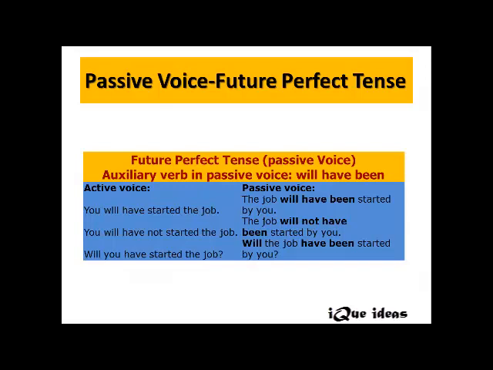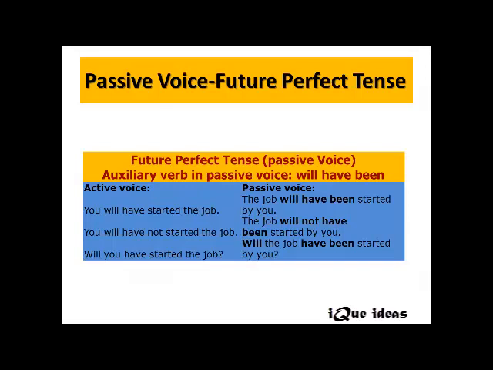Let's look at the next sentence. You will have not started the job, right? Same change again. The job takes the subject's position. The job will not have been started by you, right? Let's look at the last one here. Will you have started the job? Will be retained even in passive voice for the questioning form. Will the job have been started by you?